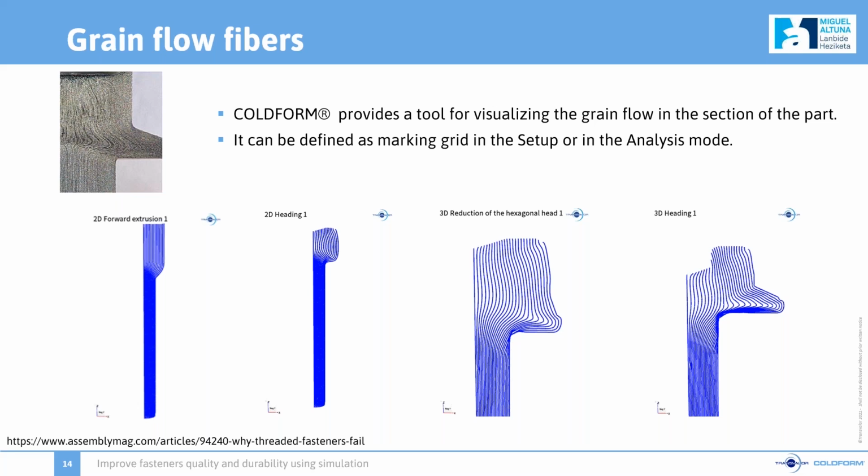Here, the evolution of the grain flow during the whole forming process is presented. Then for the several stages, the forward extrusion in 2D, heading, and so on. The marking grid can be defined in the setup or in the analysis mode. Then if you forget to define the marking grid while making the data setup, please note that it is possible to redefine it in the post-processing.